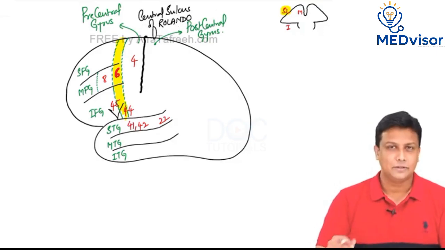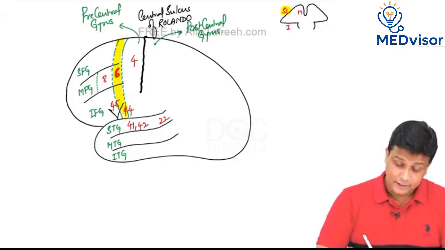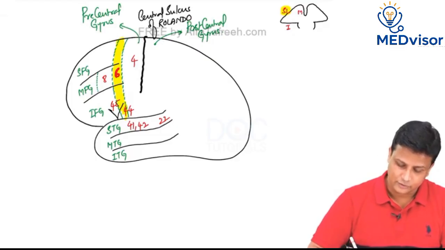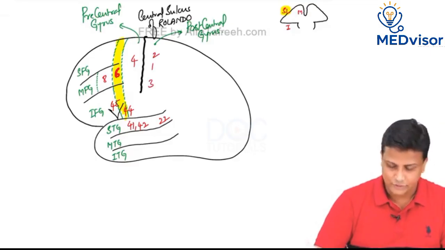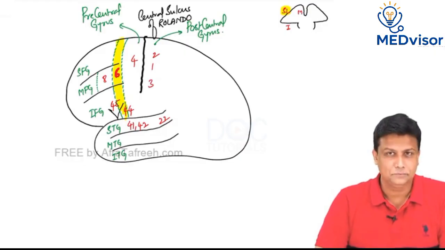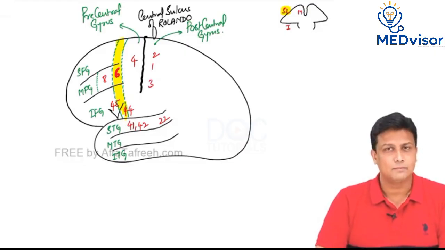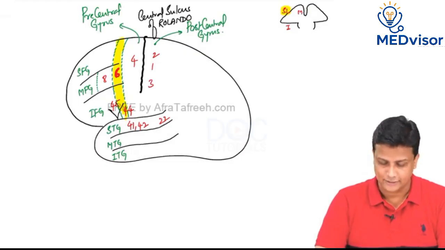Now, after completing the temporal and frontal, let's go behind the central sulcus. What do you have? Post-central gyrus. In the post-central gyrus, you have area numbers 3, 1 and 2, and that is located where? In the post-central gyrus. What is the name of that area? That is the primary sensory area, area number 3, 1, 2, located in the post-central gyrus.